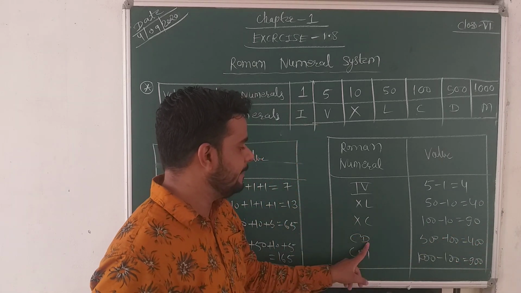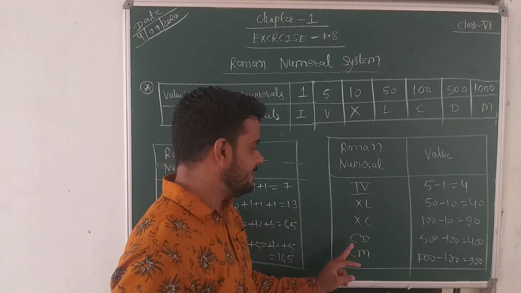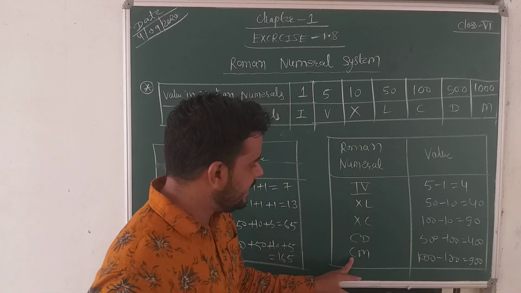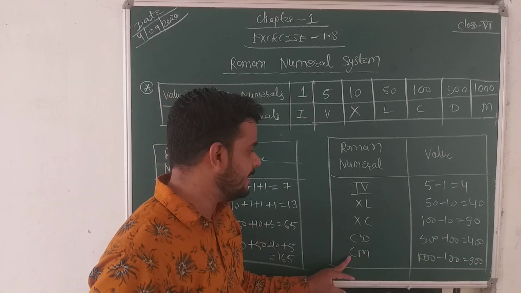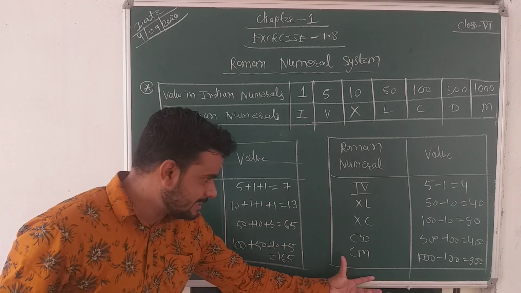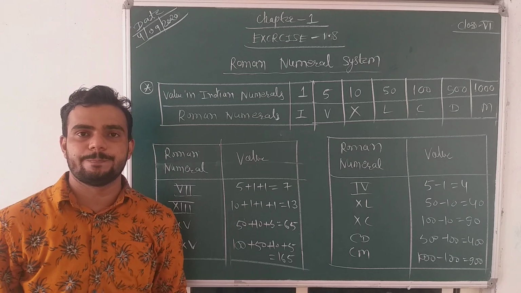CD: D means 500 and C means 100, so 500 minus 100 is 400. And CM: M means 1000 and C means 100, so 1000 minus 100 is 900. You have to take care of both of these tables and solve like this. Take a screenshot and write it in your notebook.